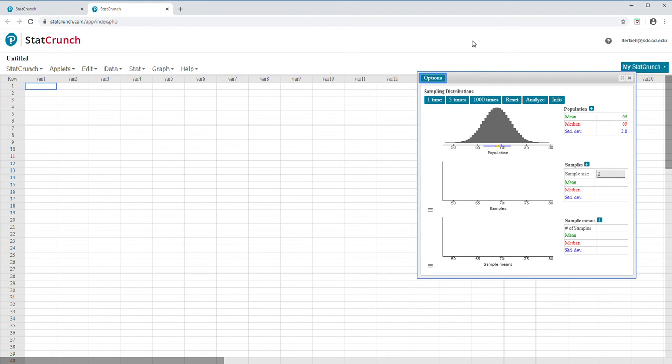First of all, you need to know what a sampling distribution is. Let's look at a normal distribution. Let's say this is the height of adult men. The mean height of adult men is 69 inches. You can see we have a bell-shaped distribution centered at 69, and the standard deviation is 2.8, as it shows over here. So let's take a sample of size 5.